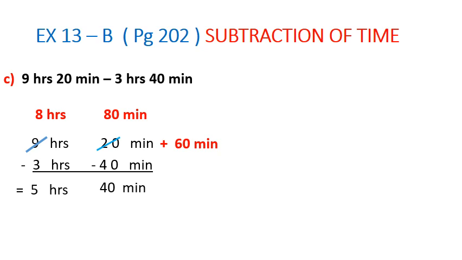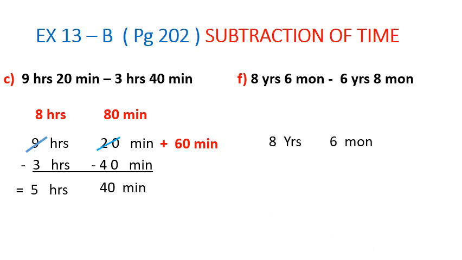So the final answer is 5 hours 40 minutes. Is it okay? Now let us do question number F. 8 years 6 months minus 6 years 8 months. First of all, arrange them one by one down. Now see, can we subtract 6 months minus 8 months? No, because 8 is greater than 6. So we have to go for borrowing.